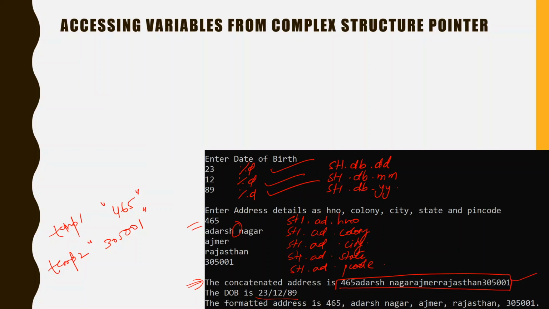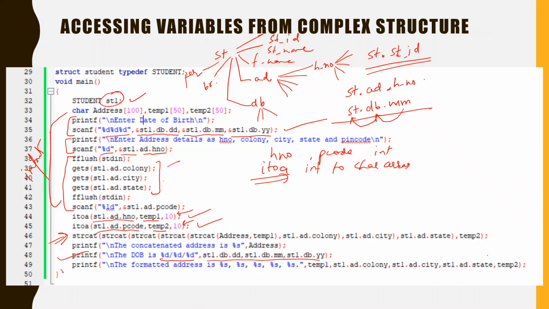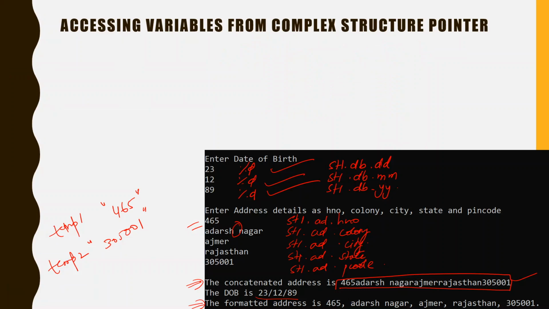Okay. And so if we want to give space and comma between the address to print the formatted output, we have to use the printf statement like line number 49, where all the items have been printed in the form of strings with the help of commas in between and %s. So here these were already strings, and this temp1 and temp2 have been converted to strings with the help of this function, as in line number 44 and 45. So this is how to access variables from a complex structure.